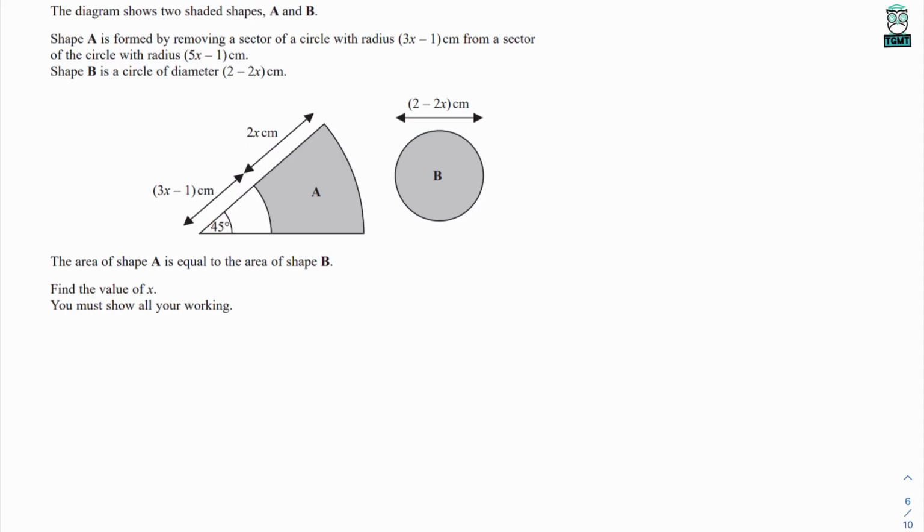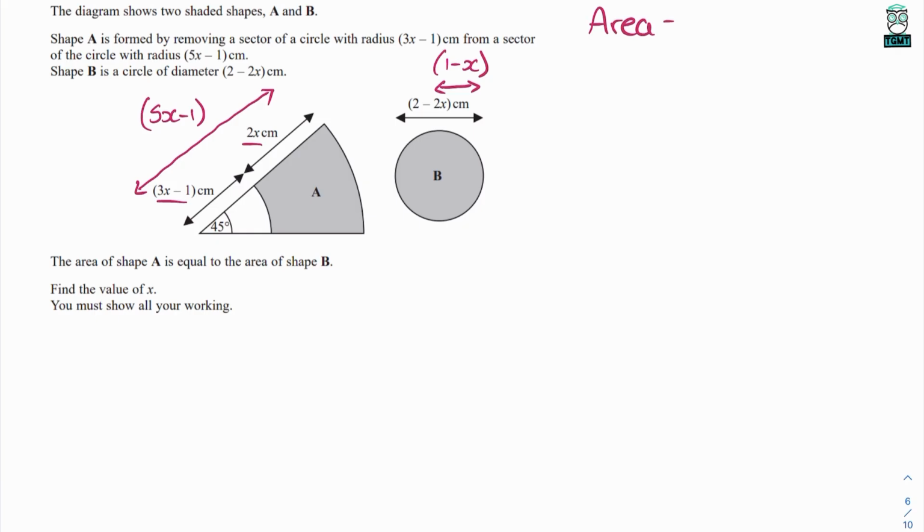So we know that the large sector has a radius of 5x minus 1. It does actually tell us that in the question, but if it didn't, we could just add together those other two lengths there. We've got the 3x minus 1 and the 2x. And we have the circle over here where we've been given the diameter. Of course, if we're looking at area, we only want to know the radius, so half of that would be 1 minus 1x, or just 1 minus x. So that's what we've got so far in terms of our algebraic lengths. We know that the area of a circle is pi r squared.